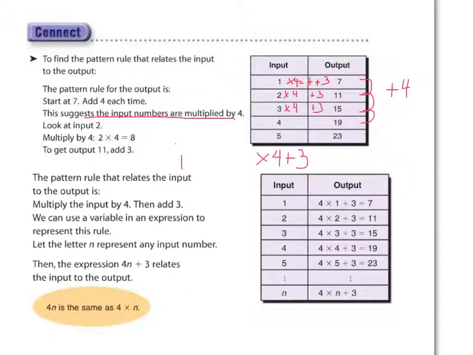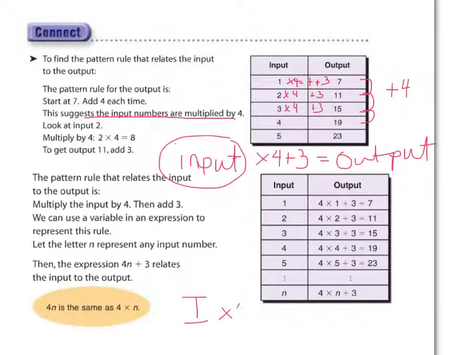So we would normally say this is our input times 4 plus 3 equals our output. And that's how we would write our rule. We can also write this as an expression where we have a letter that replaces the word input. So we could say I times 4 plus 3 equals output. And then it is using a variable or a letter to replace input. Actually, usually when it's an expression, we don't have an equal part here. So let's get rid of that. All right, so our expression would be I times 4 plus 3.